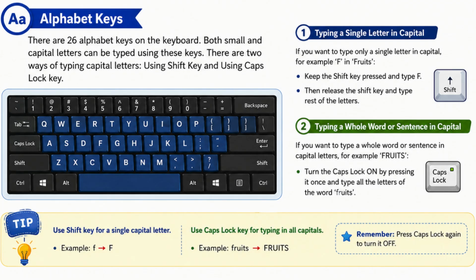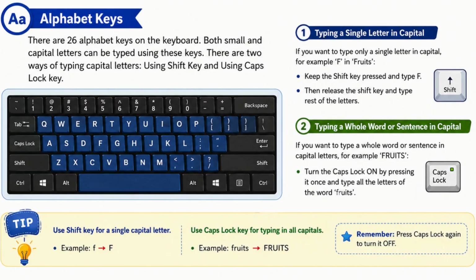There are 26 alphabet keys on the keyboard. As you know, for English letters, we have 26 letters and we have 26 keys on the keyboard for letters or alphabet. Both small and capital letters can be typed using the keyboard. There are two ways to type capital letters. Either you can press Shift key or you can press caps lock key.